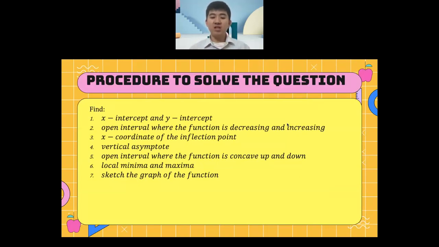We need to find the x and y intercepts and the open intervals where the function is decreasing and increasing, the x-coordinate of the inflection point, the vertical asymptote, and the open intervals where the function is concave up and down. Then find the local minima and maxima, and last, we need to sketch the graph of the function.